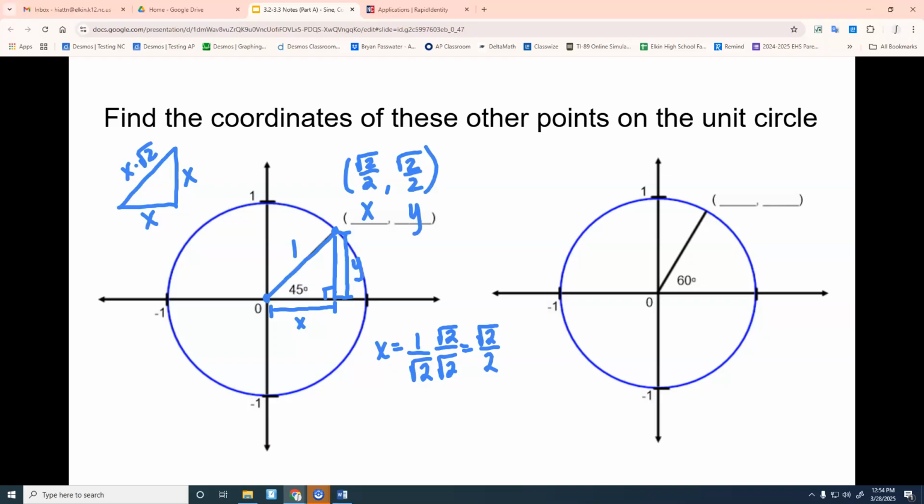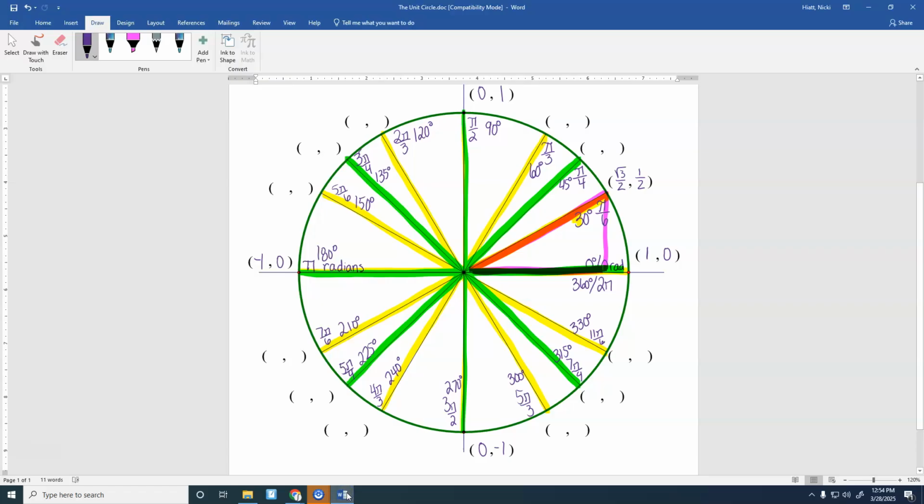45 degree angle. So if we flip over to our unit circle, right here at pi over 4, or 45 degrees, we want to put square root of 2 over 2. Okay, questions?